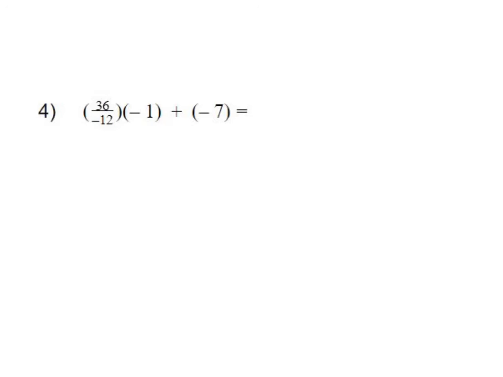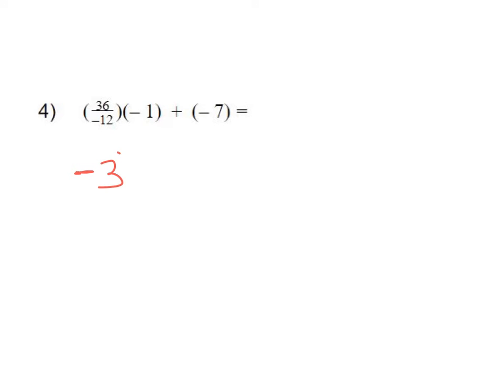Okay, and the last one here is a little bit more challenging because we have a fraction, which means division. Then we have parentheses next to parentheses, which means multiplication. Then we have addition with a negative. So we're going to go ahead and first solve the division because that came first. So 36 divided by negative 12. It's a positive and a negative, so that means it's going to be a negative answer. So we have negative 3, because 36 divided by 12 is 3.